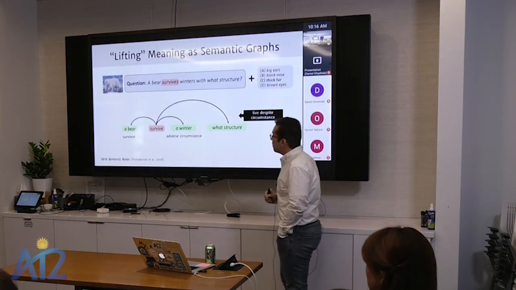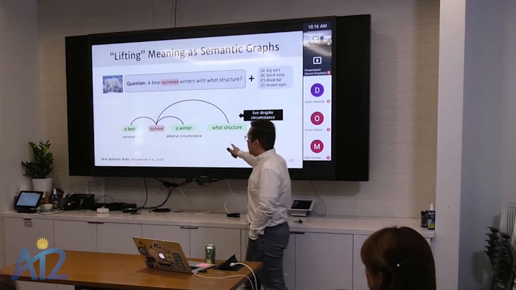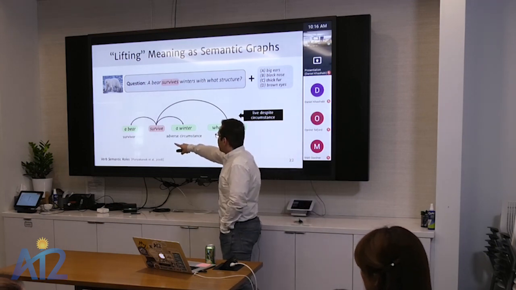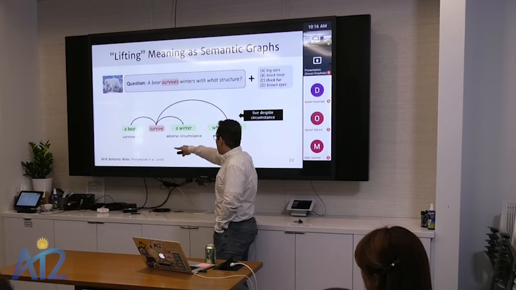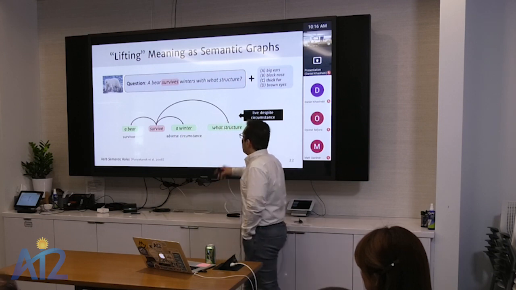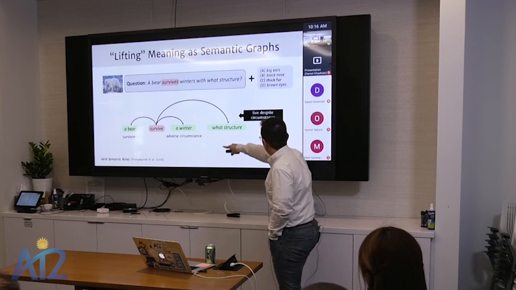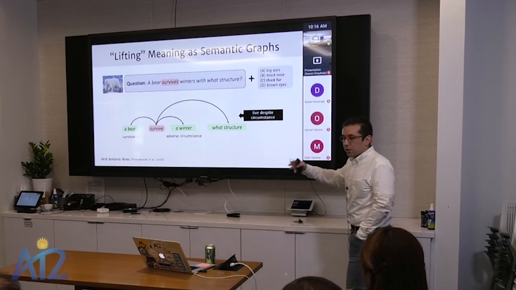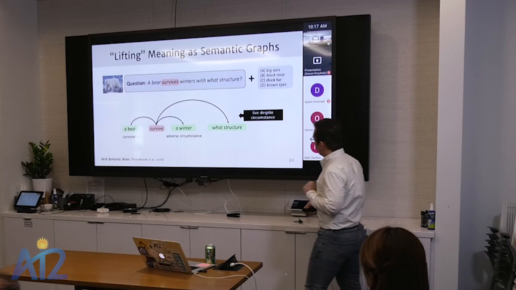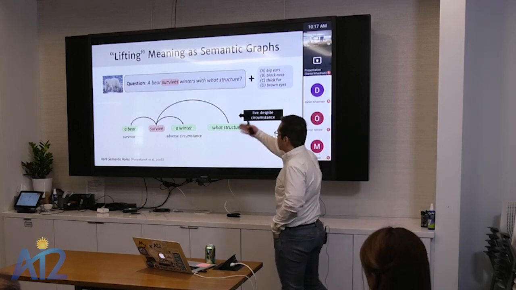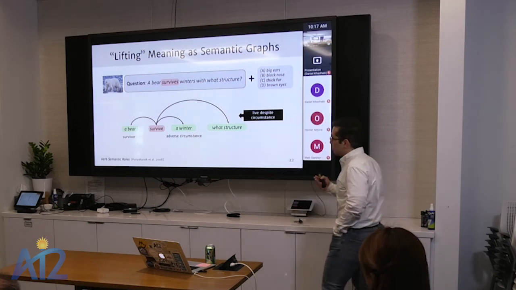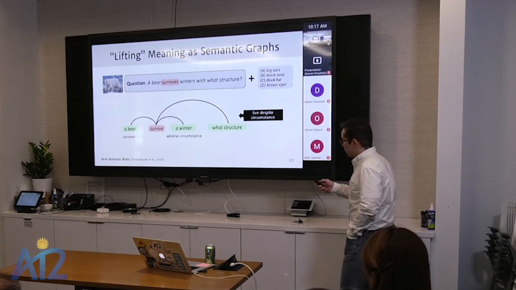I can use verb semantic roles in order to understand that here the survivor of this incident is a bear, and the adverse circumstance from which this bear is surviving is a winter, and the "what" structure is something that is missing, and that's what I should look for, right? And I can extract this kind of graphical representation of the meaning using verb semantic roles, right?